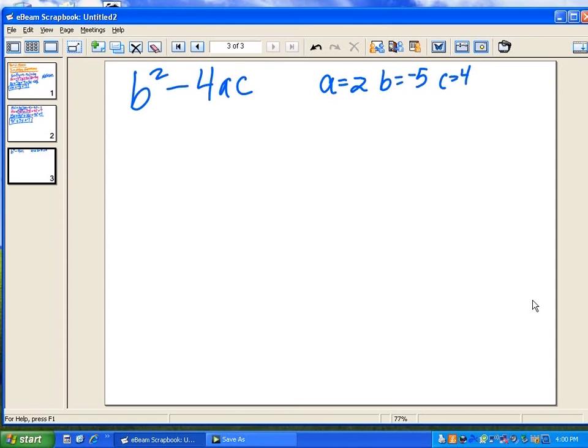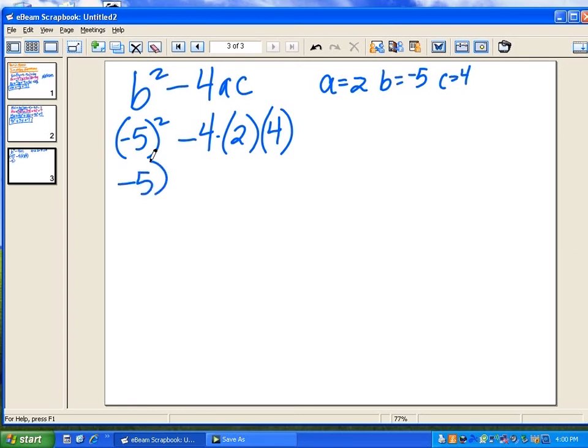So I'm going to plug in my B value, which is a -5, and I'm going to square it. Minus a 4 times my A, which is 2, times my C, which is 4. Okay? And now I'm going to say, hey, I need to change my subtraction signs. To make sure that I don't drop a negative, I'm just going to rewrite my problem, but I'm going to change my subtraction to adding the opposite.